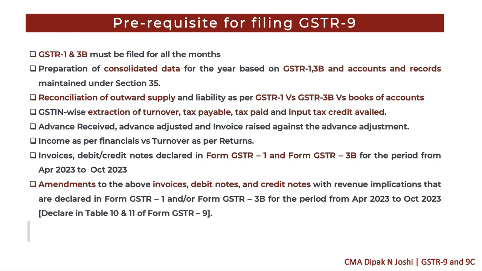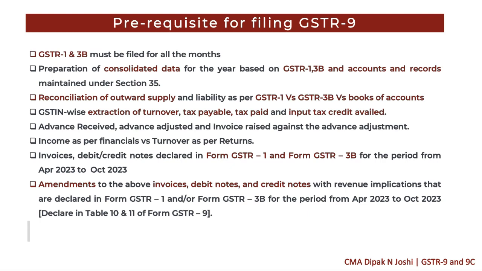Now, section 35 of the CGST Act provides for maintenance of different types of records, and GSTR 9 and 9C is primarily based on those records. And that is why a registered person should prepare consolidated, yearly data, based on GSTR 1, GSTR 3B, and accounts and records maintained under section 35.